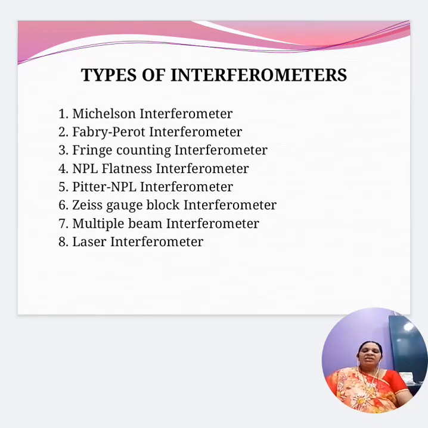Most commonly seen types of interferometers: Michelson's interferometer, Fabry-Perot interferometer, fringe counting interferometer, NPL flatness interferometer, Pitter NPL interferometer, Zeiss gauge block interferometer, multiple beam interferometer, and laser interferometer. These are the different types of interferometers that are available, among which we are going to study Michelson's interferometer.